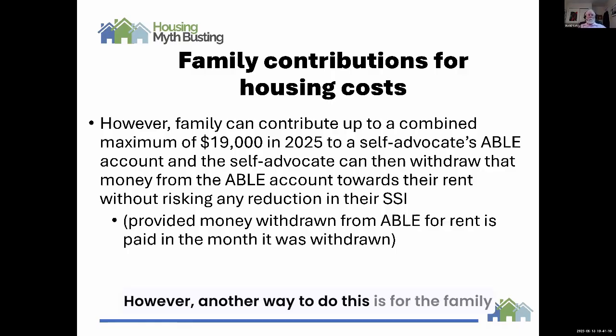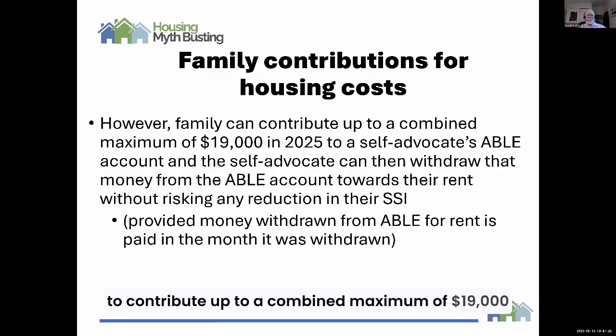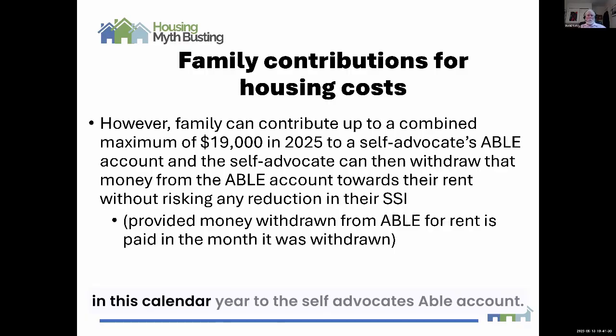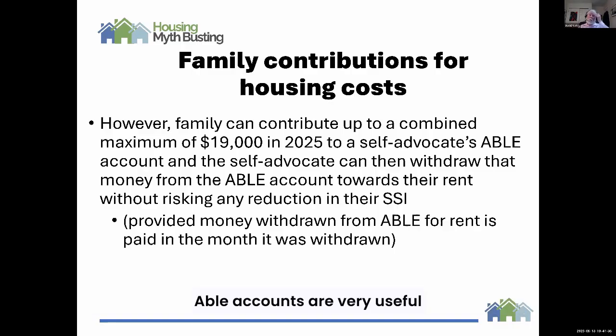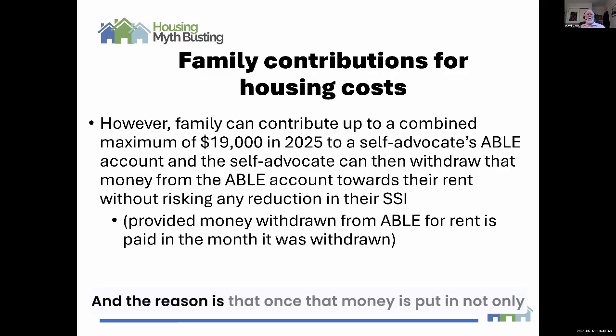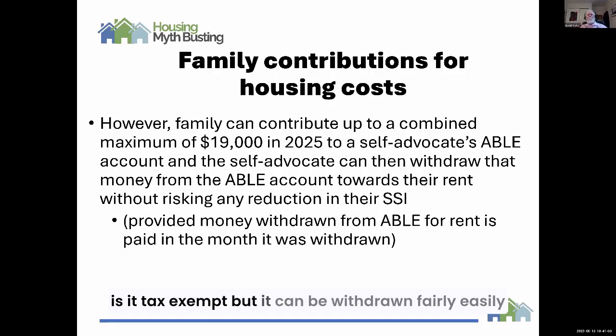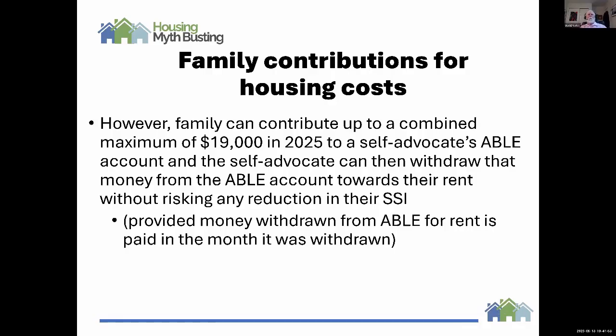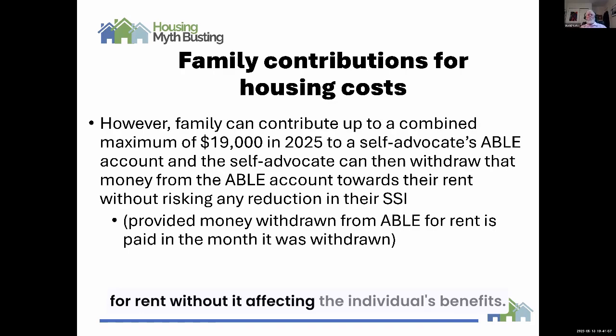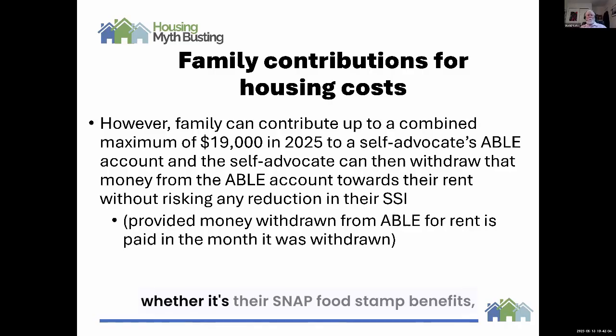However, another way to do this is for the family to contribute up to a combined maximum of $19,000 in this calendar year to the self-advocate's ABLE account. ABLE accounts are very useful in terms of funding housing costs. The reason is that once that money is put in, not only is it tax exempt, but it can be withdrawn fairly easily for rent without it affecting the individual's benefits, whether it's SSI, the waiver, or their SNAP food stamp benefits. It doesn't affect those at all.